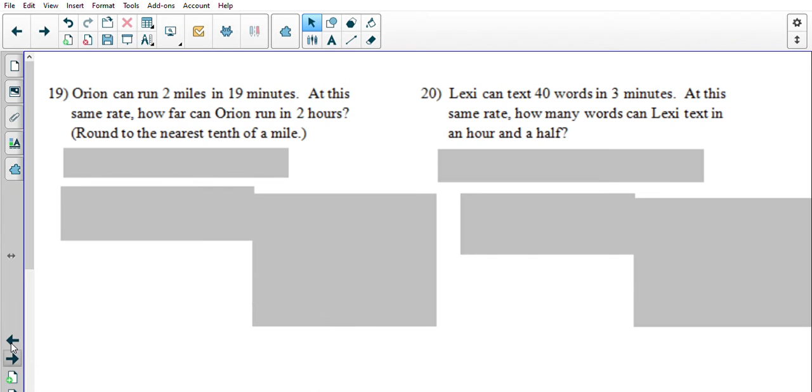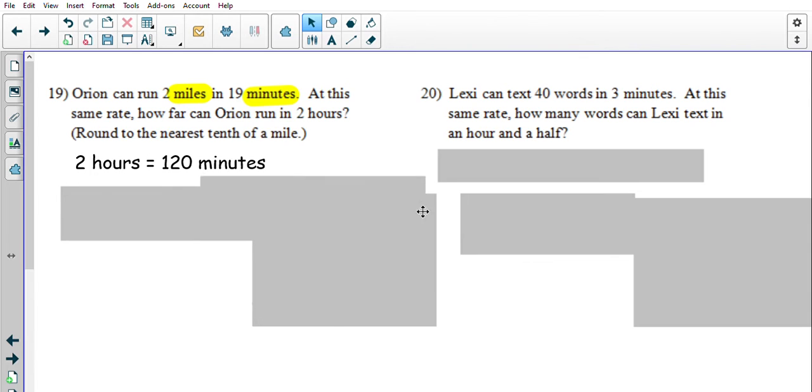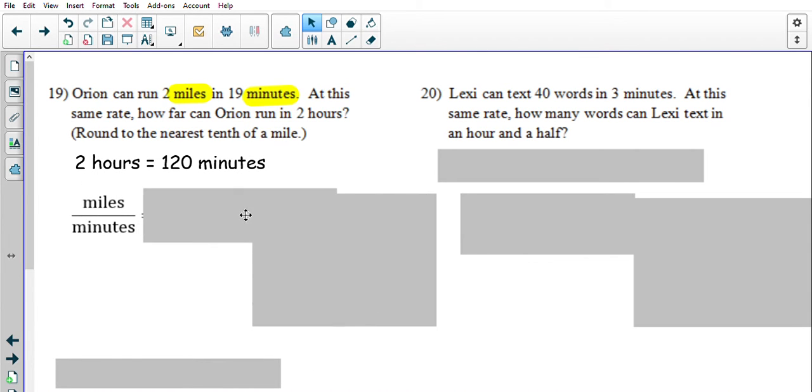So we're talking about miles for sure, but we have 2 different time values. We have minutes and we have hours. I do suggest writing this in minutes because 19 minutes is less than an hour. So what I would do is convert this 2 hours into minutes. So there's 60 minutes in an hour. 2 hours is 120 minutes. Let's do miles to minutes. So we know that Orion can run 2 miles in 19 minutes. That is 2 over 19, 2 miles for 19 minutes.